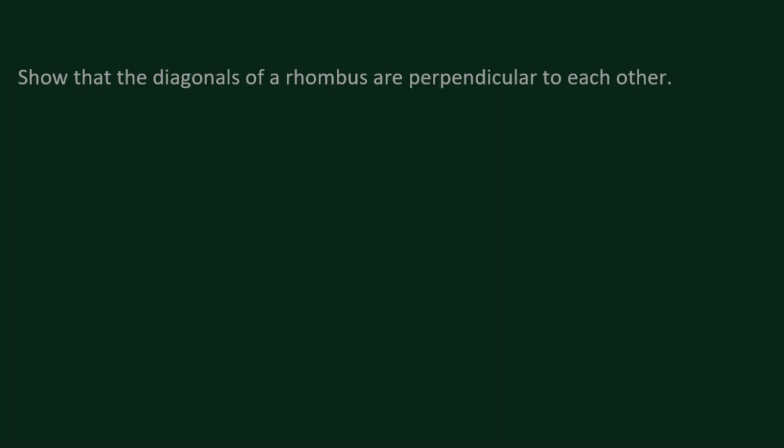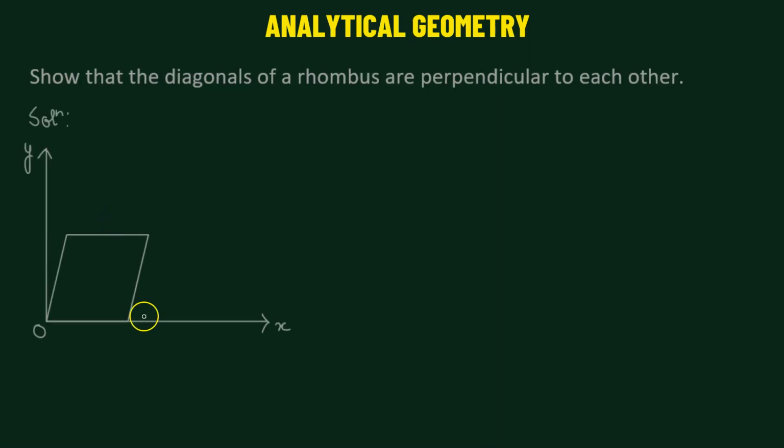We need to show that the diagonals of a rhombus are perpendicular to each other. Okay, let's begin. So here we have the Cartesian plane with the x and the y axis, and we are choosing a rhombus. Let's name it OABC in such a way that one of the sides, OA, lies along the x-axis. Now here we can define the coordinates of the vertices of the rhombus.